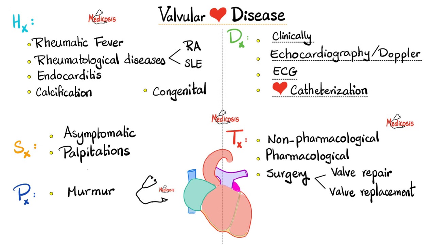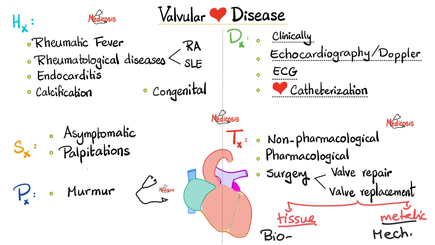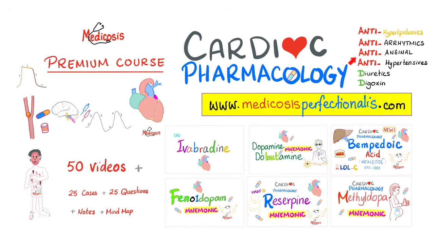If you replace it with a new valve, you have two options. You can replace it with a tissue valve, or you can replace it with a metallic valve. The tissue valve usually comes from a pig or another animal, and this is called bioprosthesis, whereas the metallic valve is called mechanical prosthesis. Each one has pros and cons. Diuretics, nitrates, beta blockers, and ACE inhibitors can be beneficial.